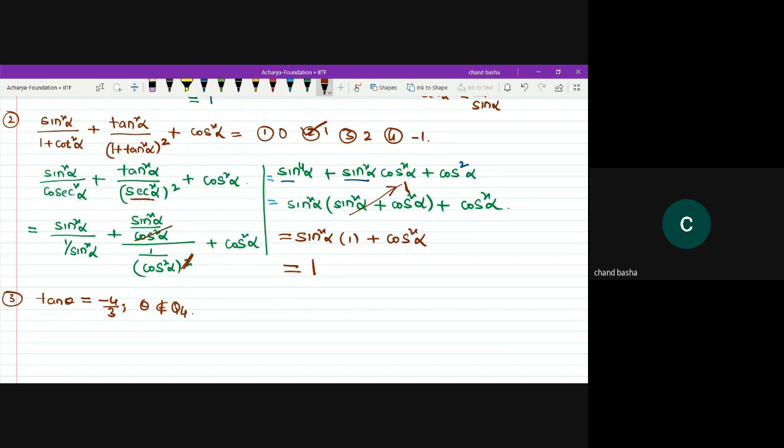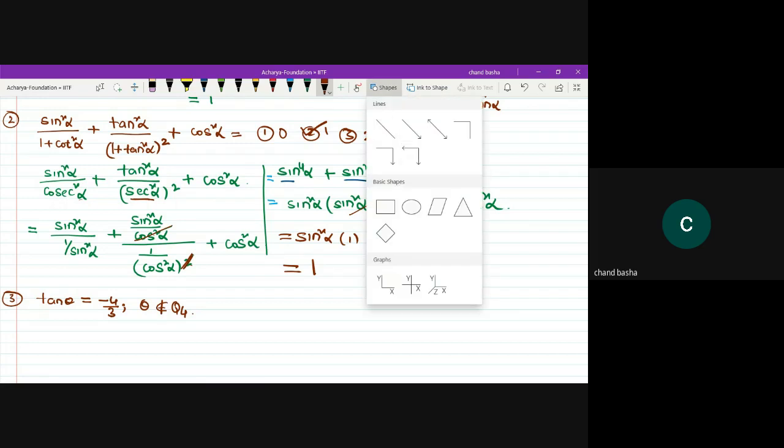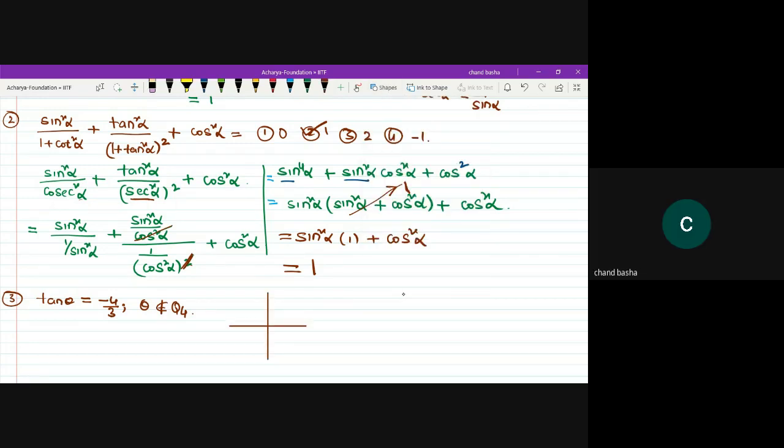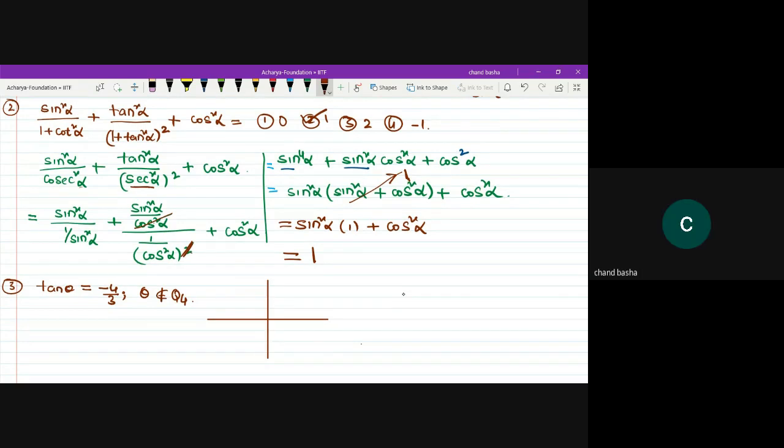That means tan theta is negative in which quadrant? If you observe the coordinate system, tan theta is negative in quadrant 2 and quadrant 4. Clearly he has given that it is not in the fourth quadrant, which means your theta value will be in the second quadrant. Tan is negative only in the second and fourth quadrants.